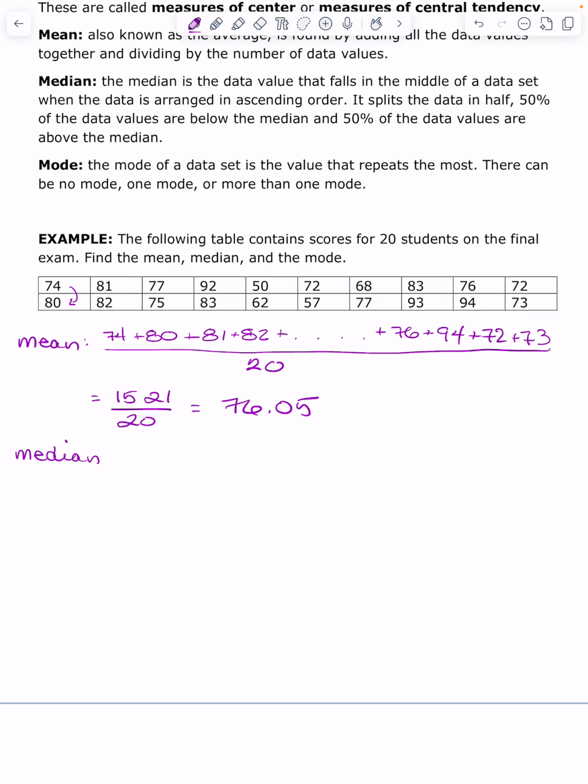Next, we are going to find the median. And I'm going to give you a minute here to consider what it says. The median is the data value that falls in the middle when the data is arranged in ascending order, so smallest to largest. So we've got to go through, and we've got to order these smallest to largest. And I'm hoping I'm leaving myself enough room. We got 62, then 68. So take a minute to pause and get all of these listed in order.